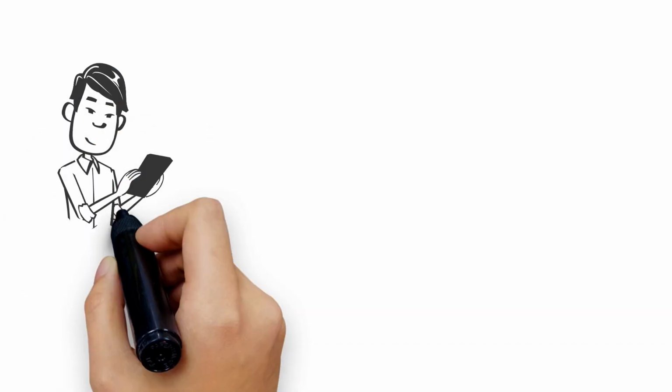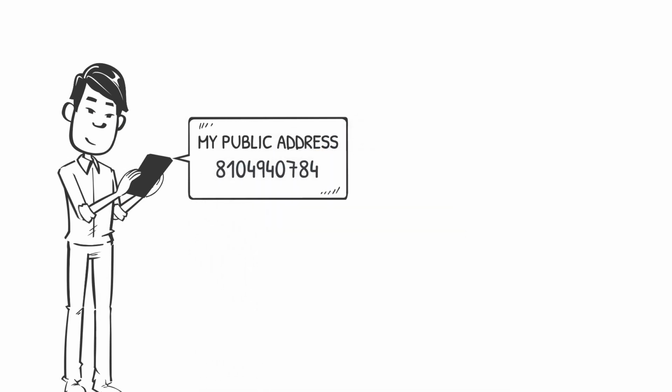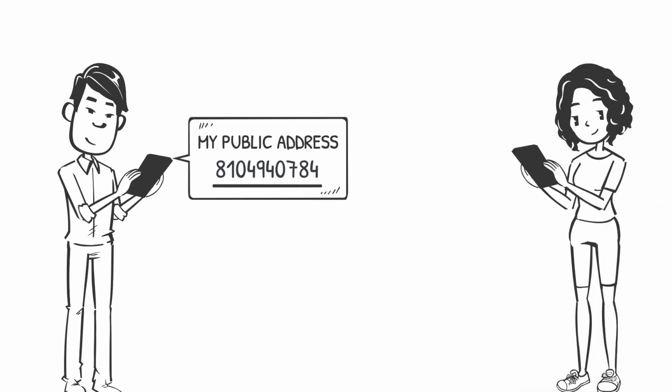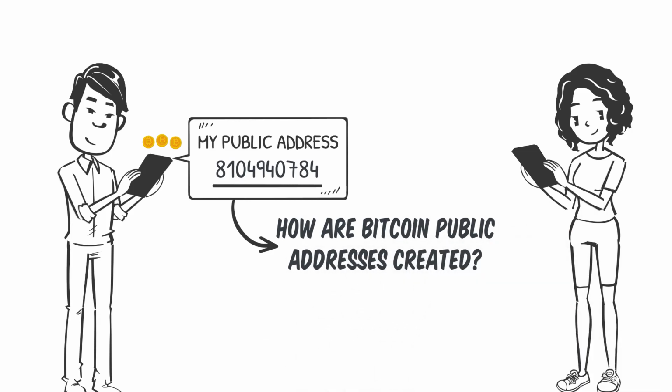81049407884. In order to receive Bitcoins, you need to have a Bitcoin public address, which the Bitcoin computer wallet program has created. This is the thing you give to other people for them to send you the Bitcoins. So, how are Bitcoin public addresses created?